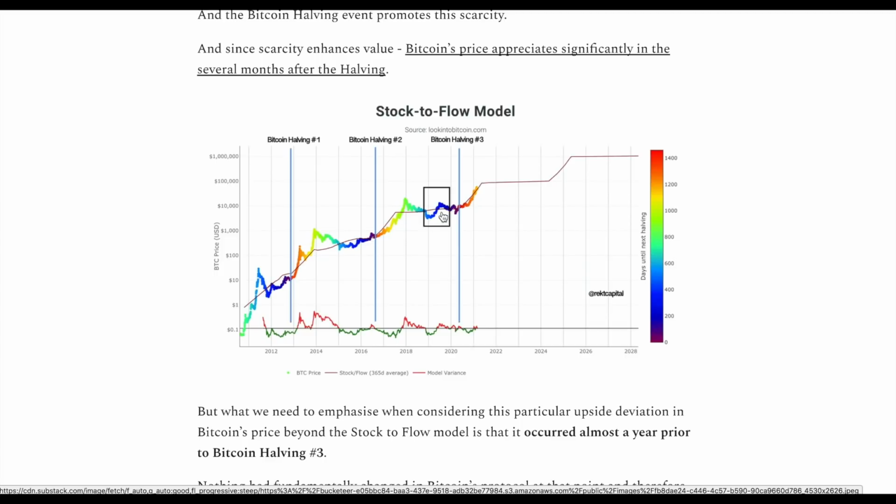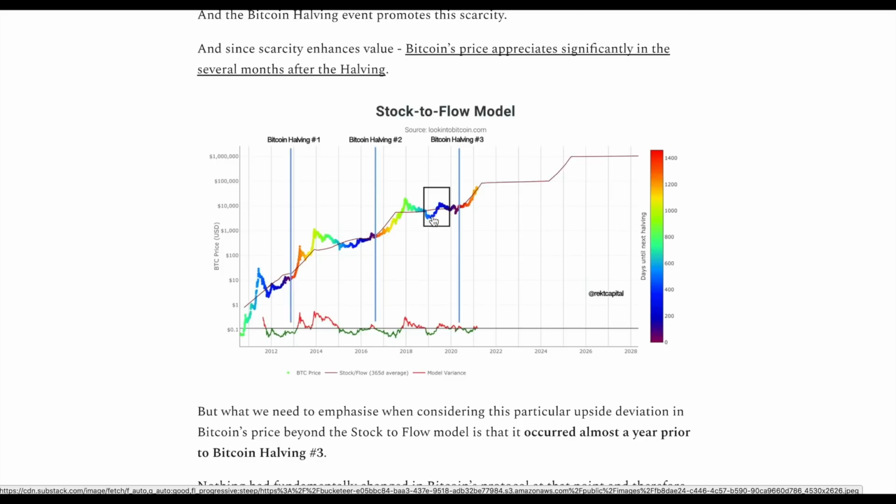So this upside deviation here is a bit of an outlier, an anomaly when it comes to the upside deviations throughout time, because this one occurred prior to the halving. And it's this upside deviation that wasn't caused by a newfound scarcity, because the Bitcoin halving event never took place. It didn't take place yet.